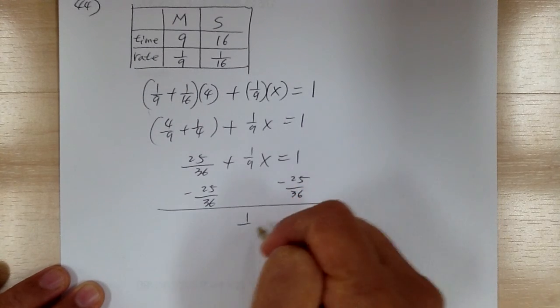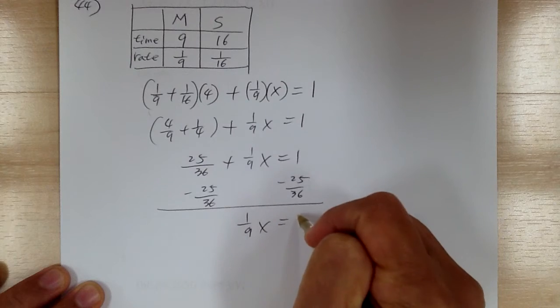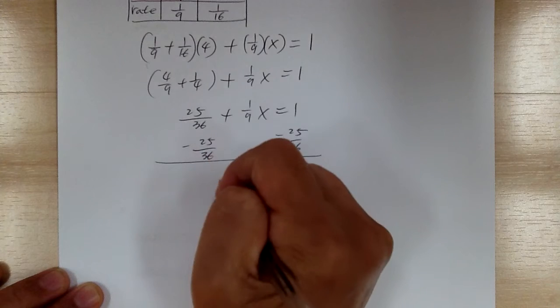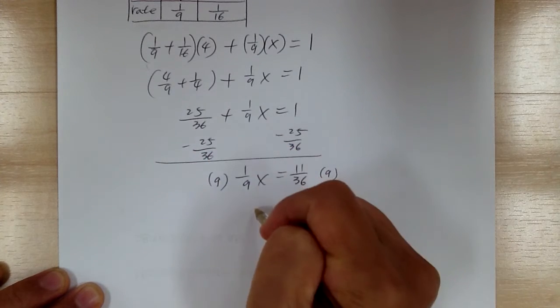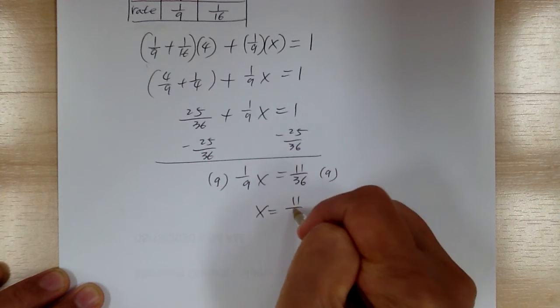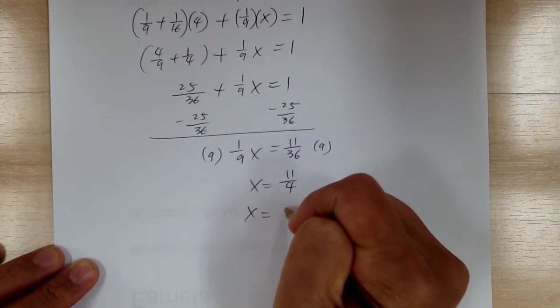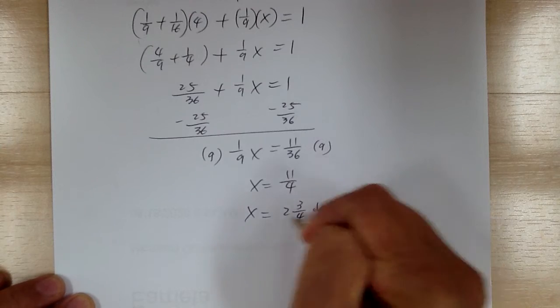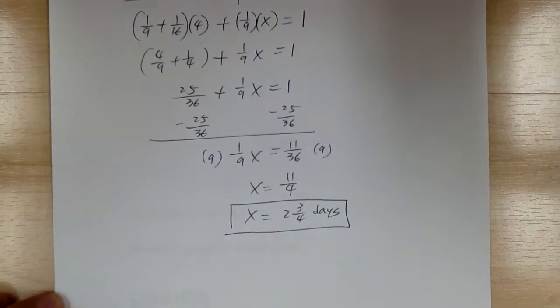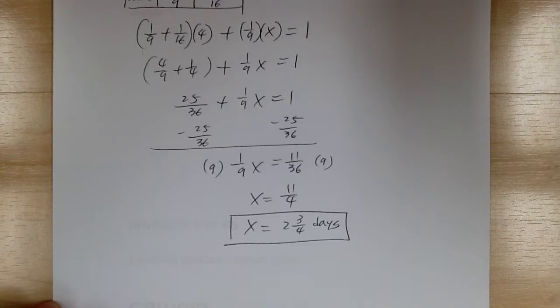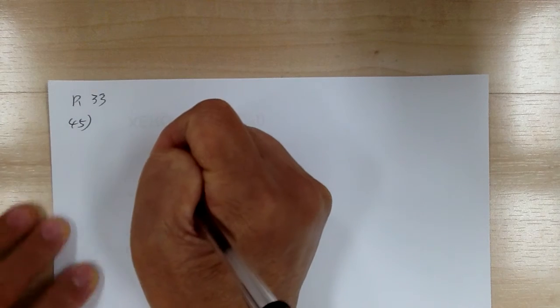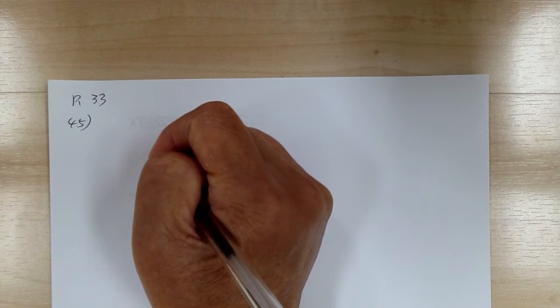So 1/9x equal to 11/36. Then multiply by 9. So x equal to 11/4. So x would be equal to 2 3/4 days. Okay, let's go to 45. Number 45 is similar.